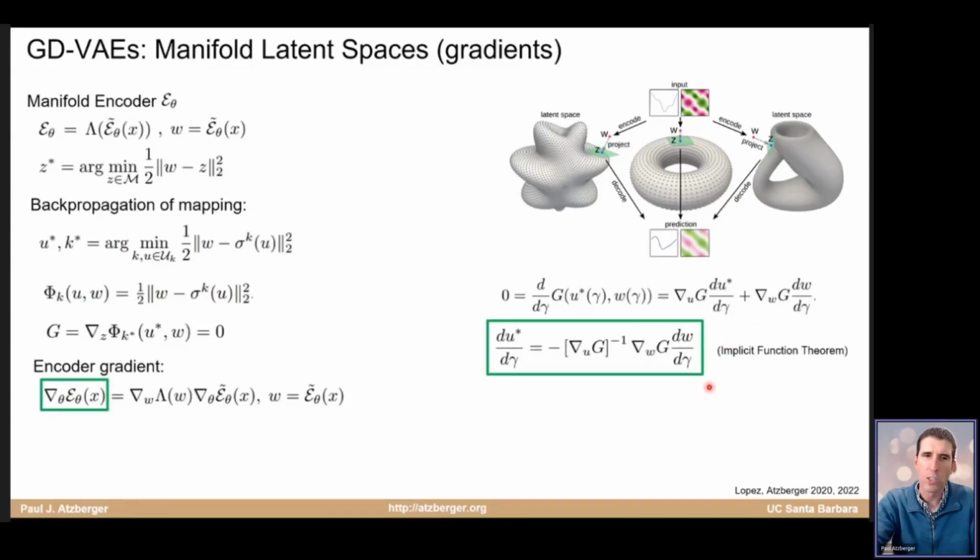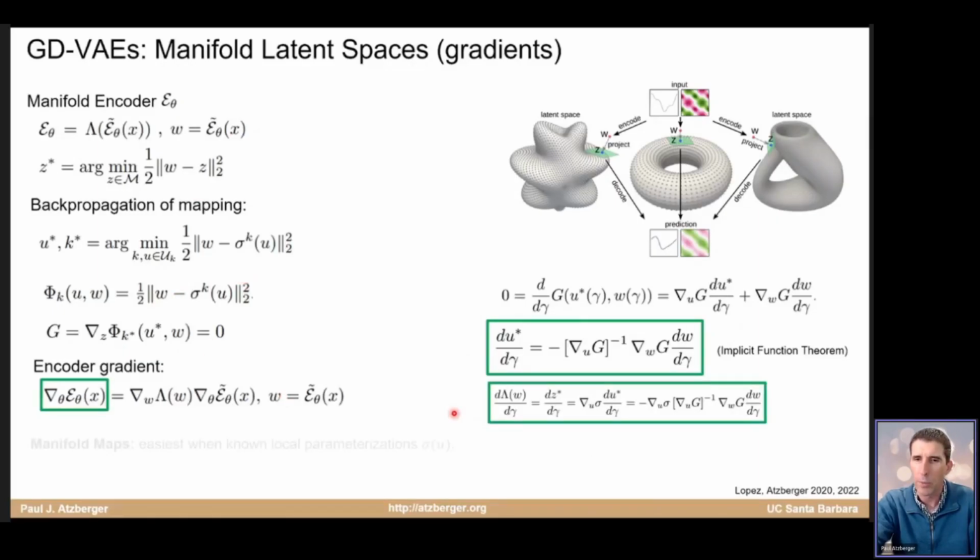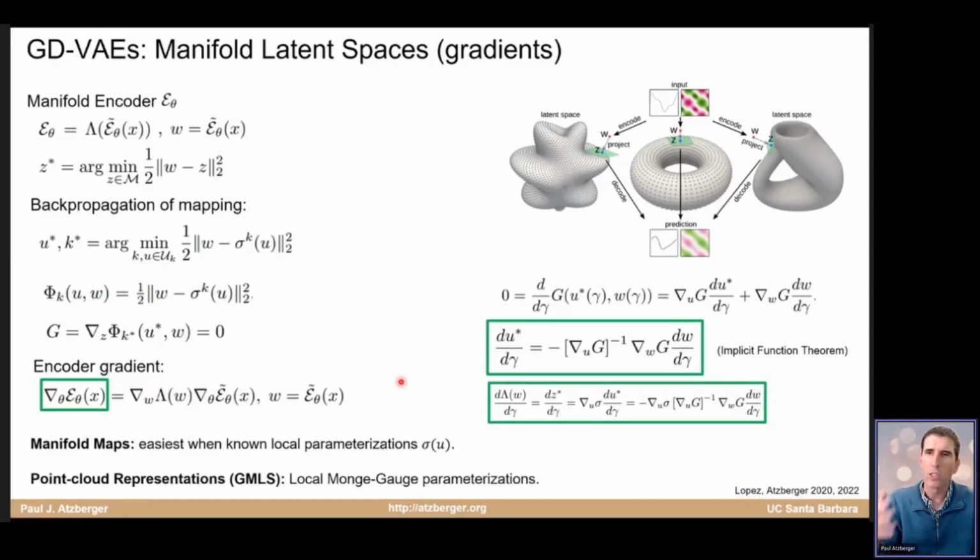Essentially, what this allows us to do, though, is to compute this gradient in this manifold map, basically propagating the appropriate gradient information through this optimization problem. All right, so this is what we call the geometric dynamic VAEs. And this really allows us to overcome that obstacle that there could be a mismatch between the latent space and the topology of the underlying dynamical system.